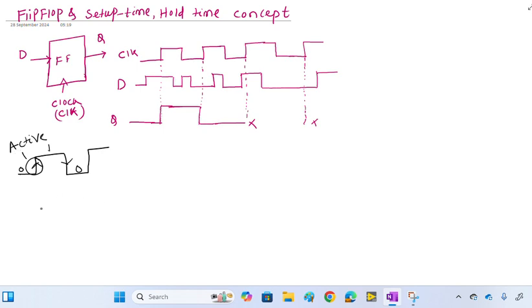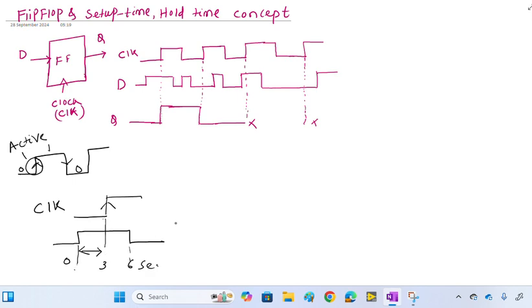Now we'll understand the concept of setup time. Let us consider this is the clock signal, and it is positive edge triggered. Now the data is given, for example, this is the data I have given. The positive edge is coming. Before that, for some time, the data must be constant. For example, I have taken this as 0 second, this as 3 second, this as 6 second.